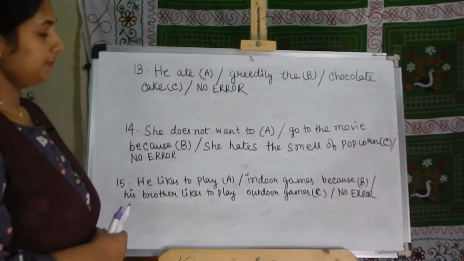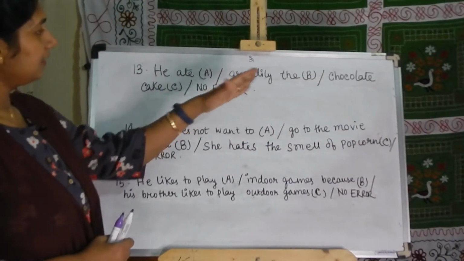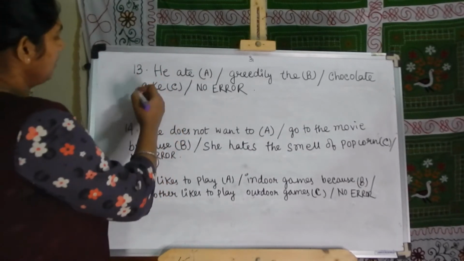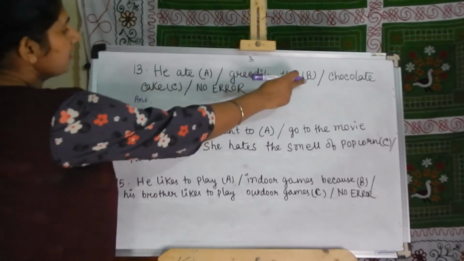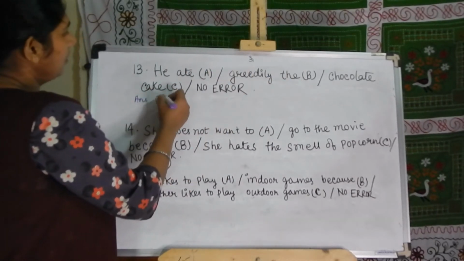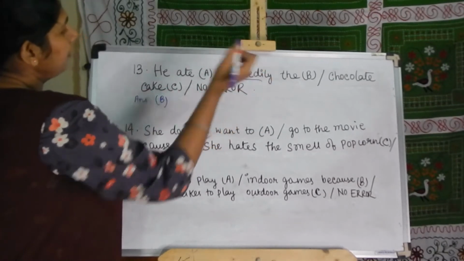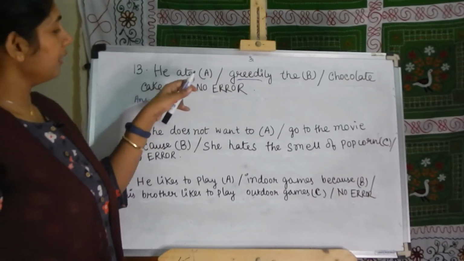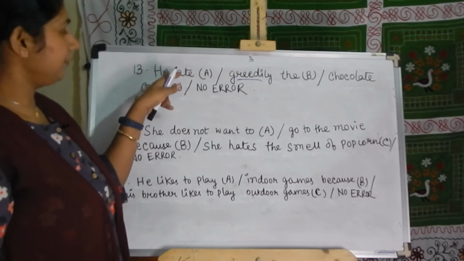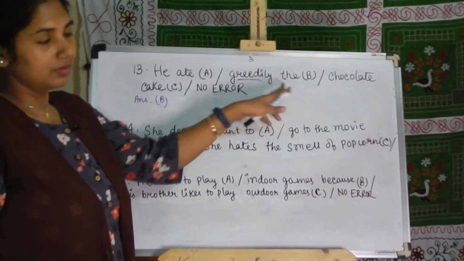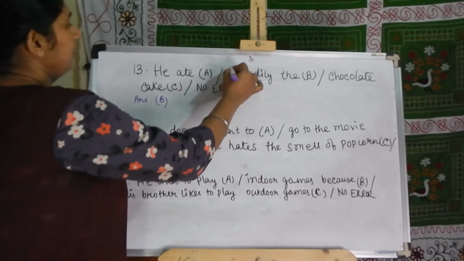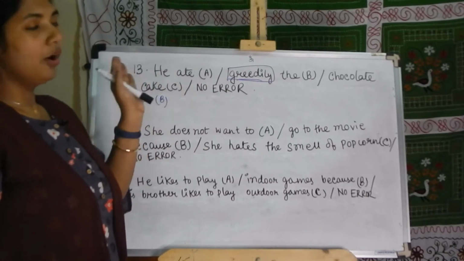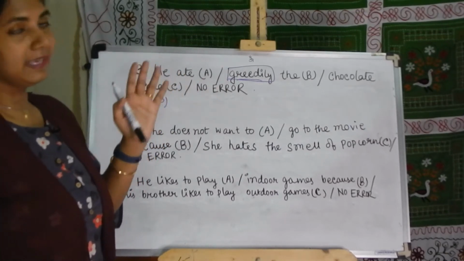Question number 13. He ate greedily the chocolate cake. In which part do you think the problem? Section number B. This adverb greedily cannot be used after a noun. Okay, so either you have to use before the noun or after the clause. So that's why either you have to write he greedily ate the chocolate cake, or you have to say he ate the chocolate cake greedily.